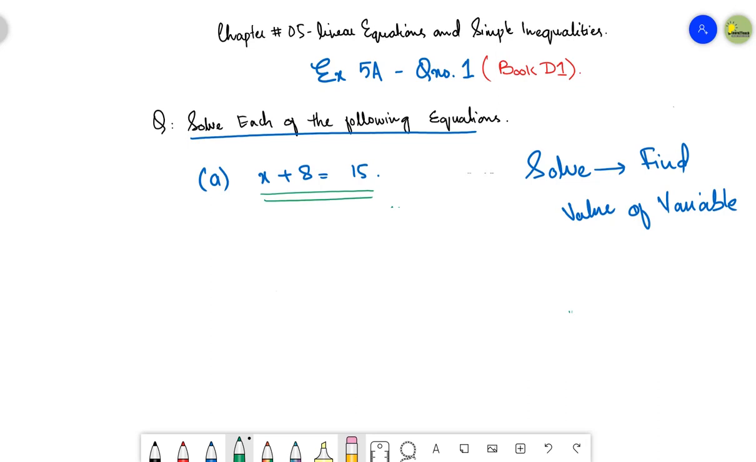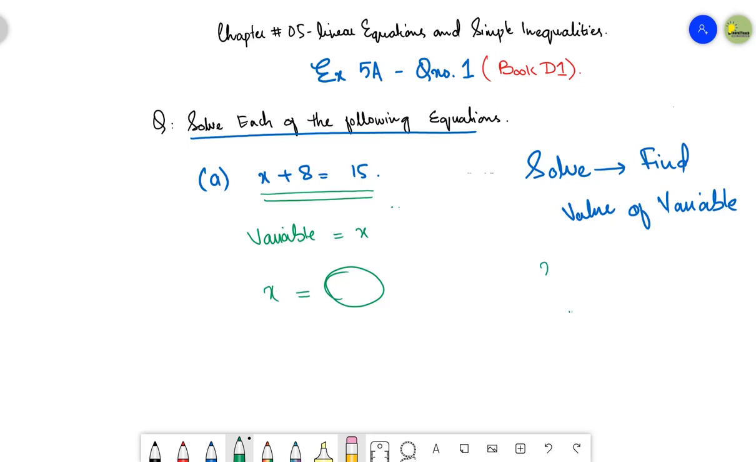So it means that in the given equation, let's talk about the example of this particular part. The part is x plus 8 equals to 15. Here, the variable that you have is x. So what you need to do, you have to find out the value of x. Value of x means that x will be written like this: x equals to something. There must be a numeric value of x.